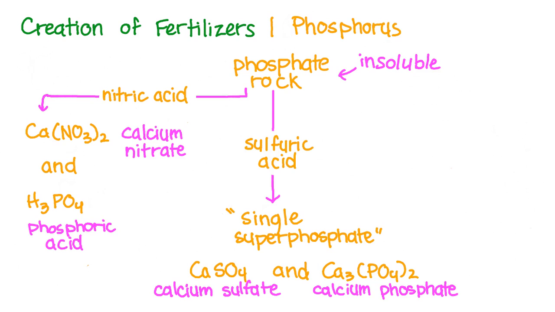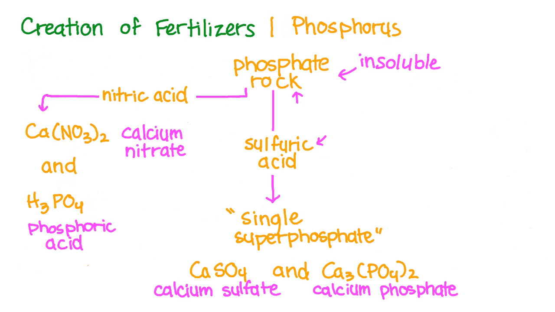We can also react the phosphate rock with sulfuric acid. This would give us what's often referred to as single superphosphate. This is a mixture of calcium sulfate and calcium phosphate. This reaction is particularly convenient because our reactants, phosphate rock and sulfuric acid, are both extremely easy to produce on an industrial scale. In fact, this exact reaction is the primary use of both phosphate rock and sulfuric acid on a global scale.